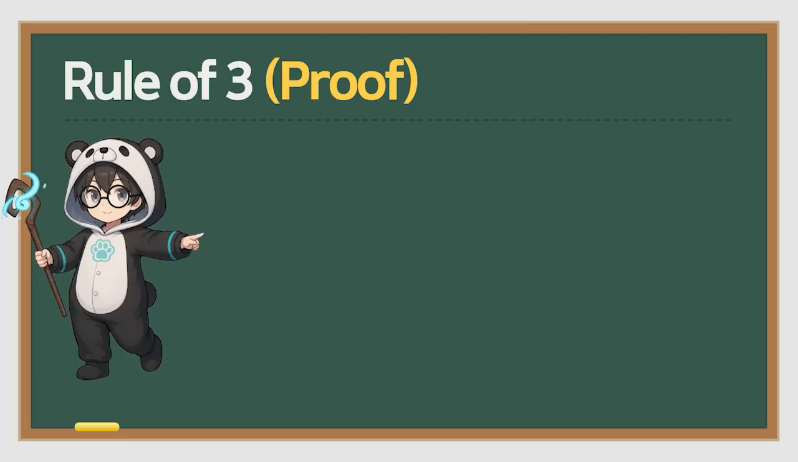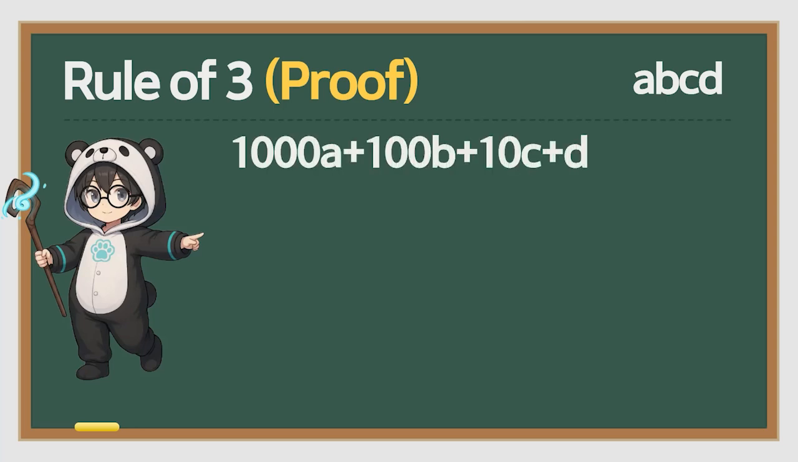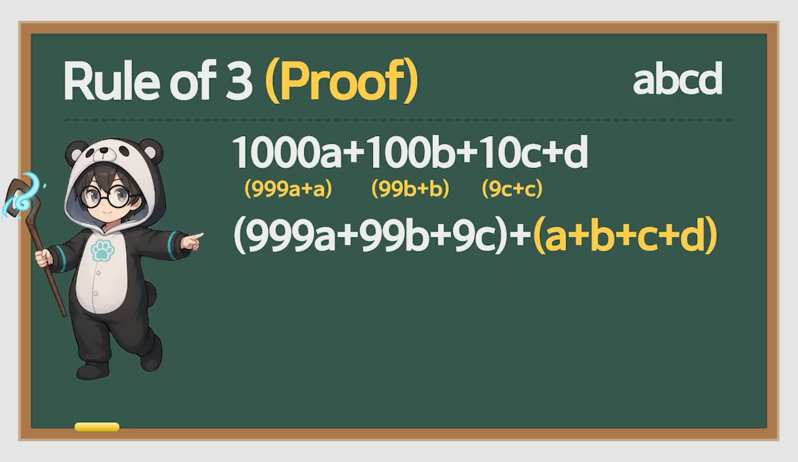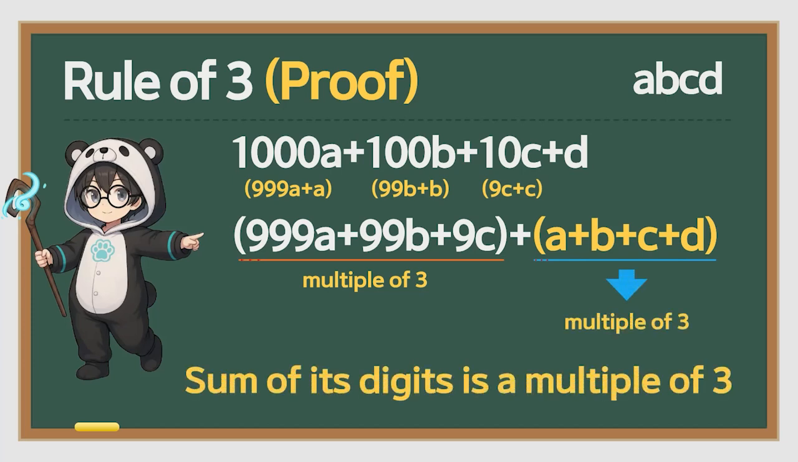Let's imagine a 4-digit number ABCD. We can write this as 1000A plus 100B plus 10C plus D. Now, let's rearrange the numbers. 1000 is 999 plus 1, right? So, we group them like this. The first group, 999A plus 99B plus 9C, is always divisible by 3. So, we only need to check the last part, A plus B plus C plus D. That's why the sum of the digits works.